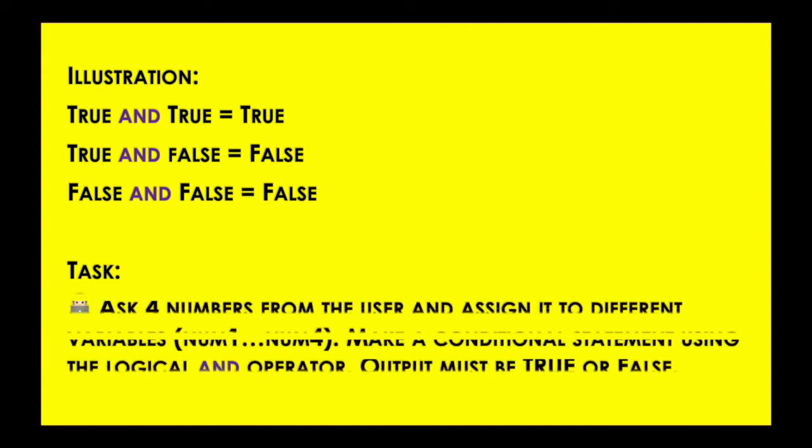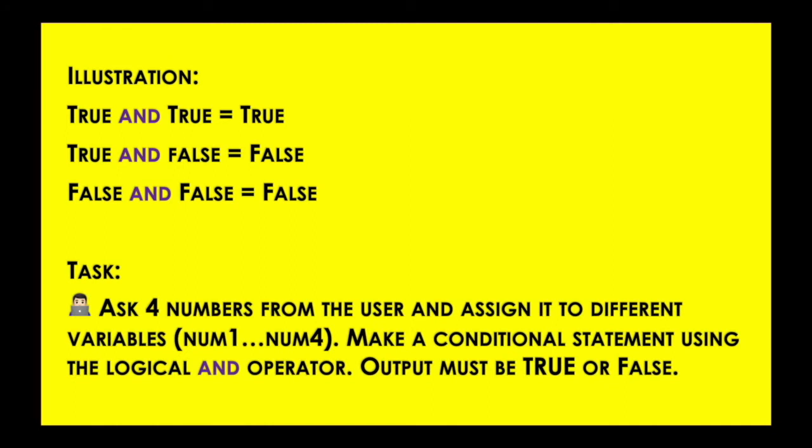Okay, so for you to be able to totally grasp the knowledge of using the logical AND operator, let's have our task. So for our task, we need to ask for 4 numbers from the user and assign them to different variables: number 1, number 2, number 3, up to number 4. And we should make a conditional statement using the logical AND operator. Output must be true or false. So without further ado, let's start our task and we can now go to our Jupyter notebook.